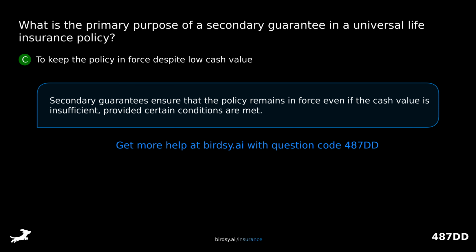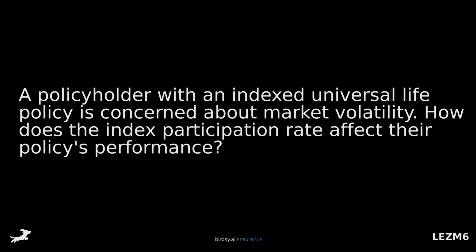Secondary guarantees ensure that the policy remains in force even if the cash value is insufficient, provided certain conditions are met. A policyholder with an indexed universal life policy is concerned about market volatility. How does the index participation rate affect their policy's performance?